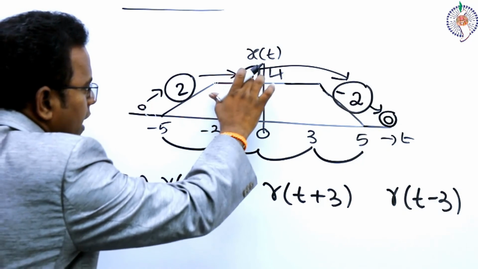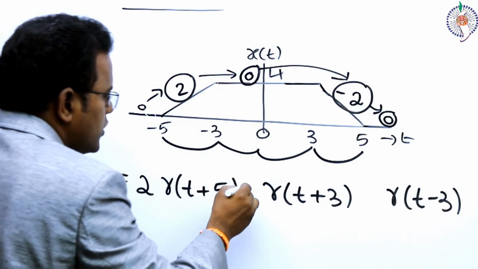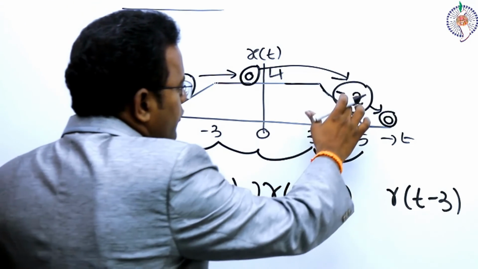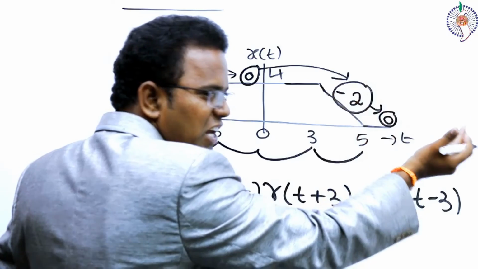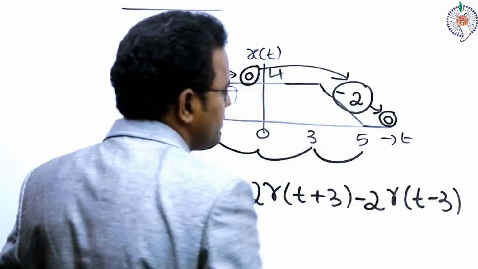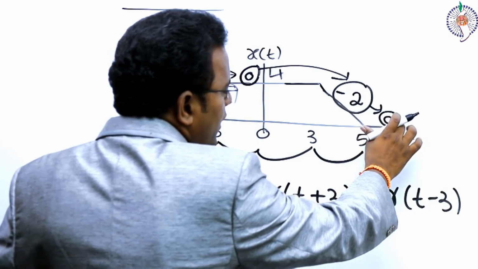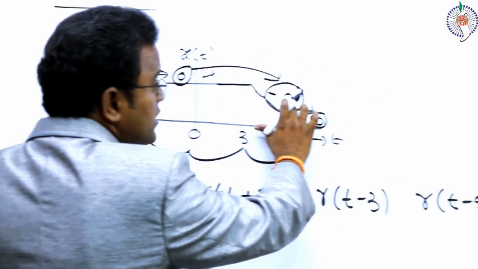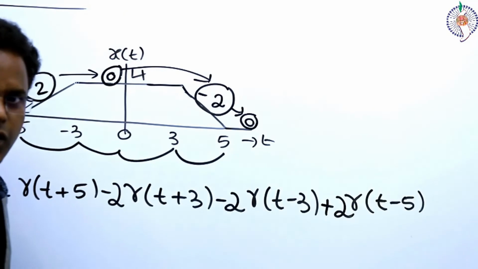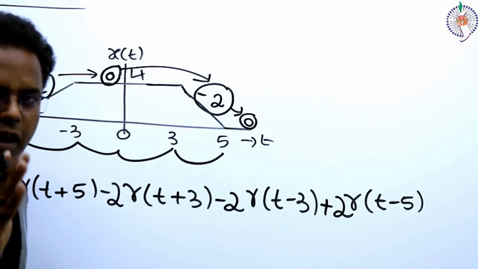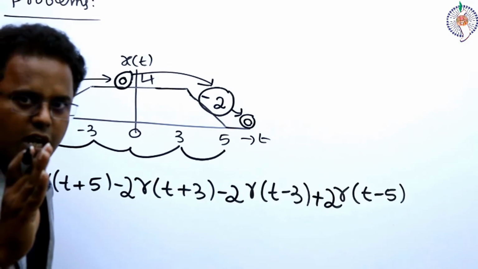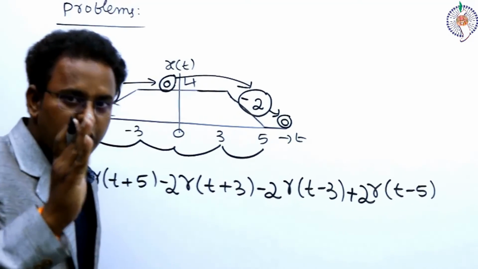At minus 3, final minus initial is 0 minus 2. At 3, final minus initial, right side value minus left side value: minus 2 minus 0, which is minus 2. At 5, final minus initial is 0 minus minus 2, which will be plus 2. So write the ramp signal wherever there is a sudden change in slope. Coefficients are nothing but the amount of change.